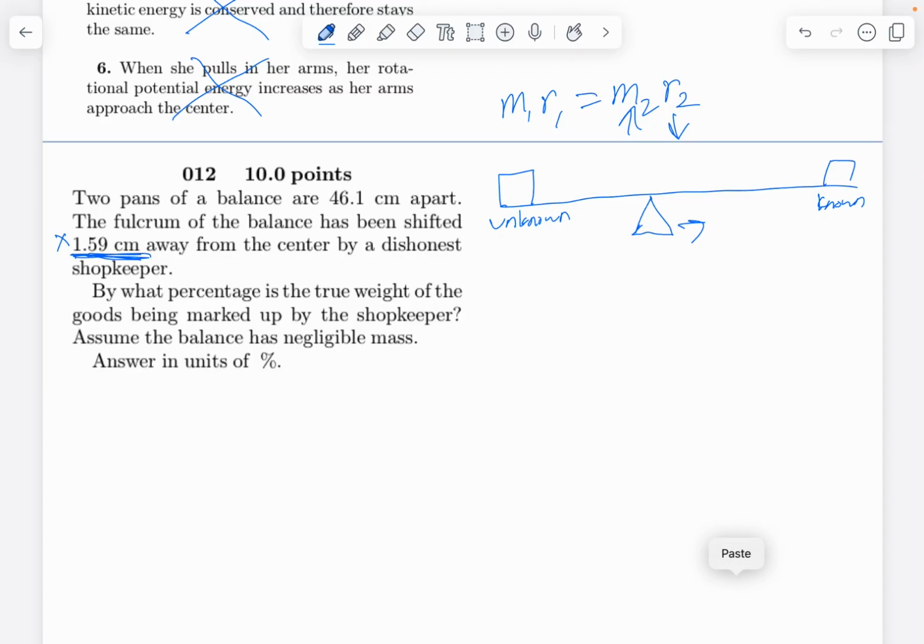Okay, so if I got my picture, the two pans, mine is 46.1, yours is a different number, I'll call that D. And then the distance the center shifts, I will call that X.